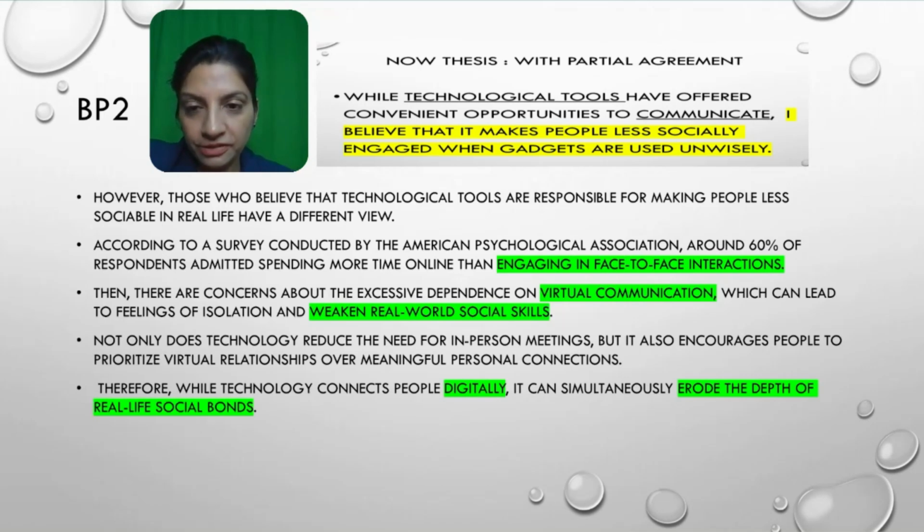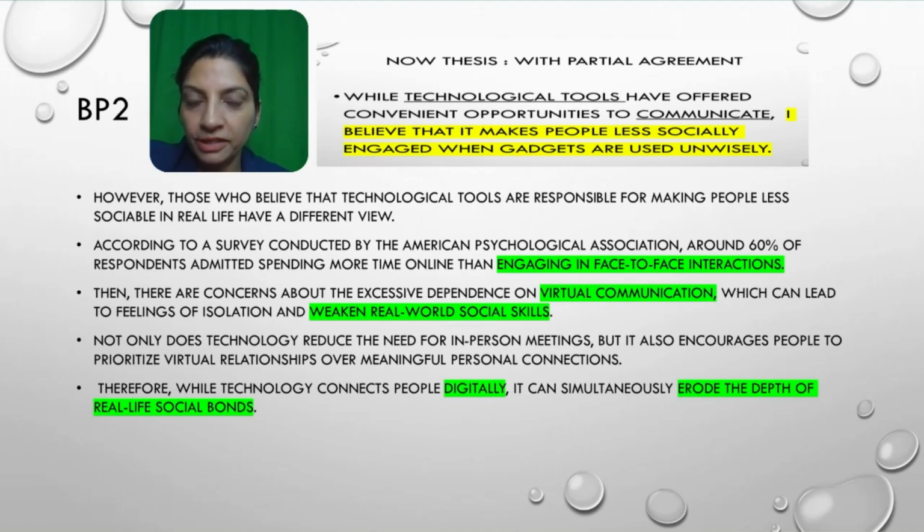I'm going to read the first sentence. However, those who believe that technological tools are responsible for making people less sociable in real life have a different view. Generally, I write in BP2 the first sentence this way only. This is a type of template. Now, see the second sentence. I have explained with a kind of evidence, and that evidence is in the form of a survey.